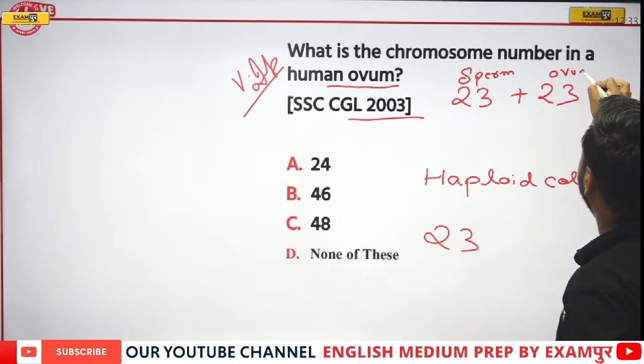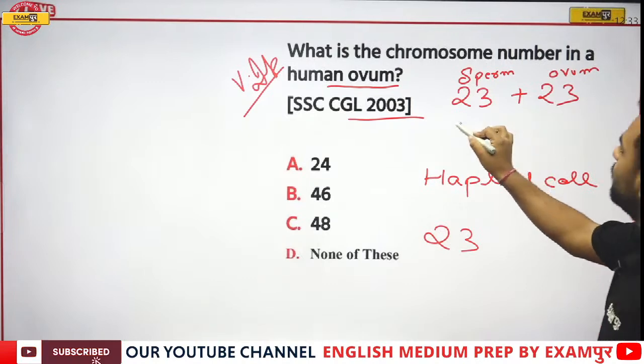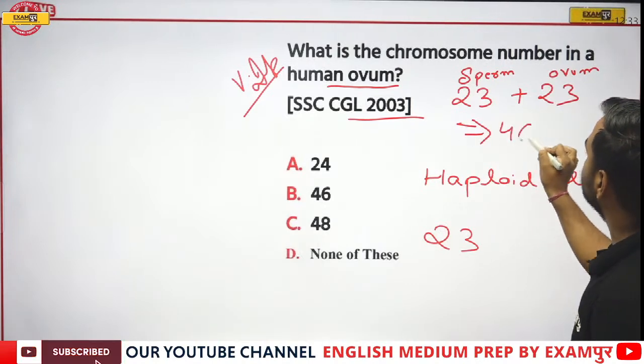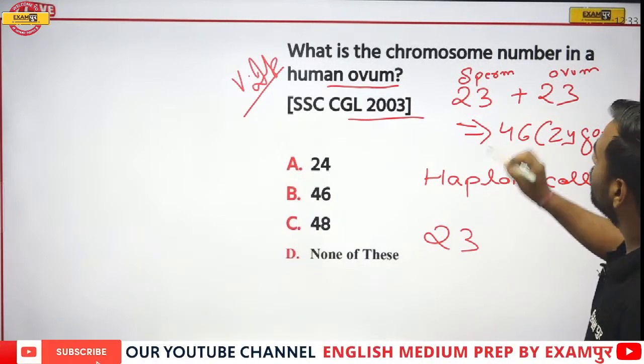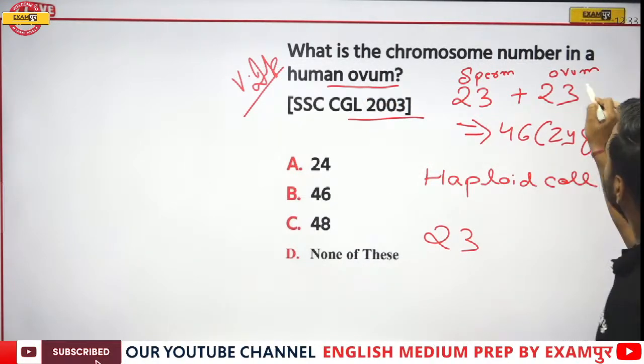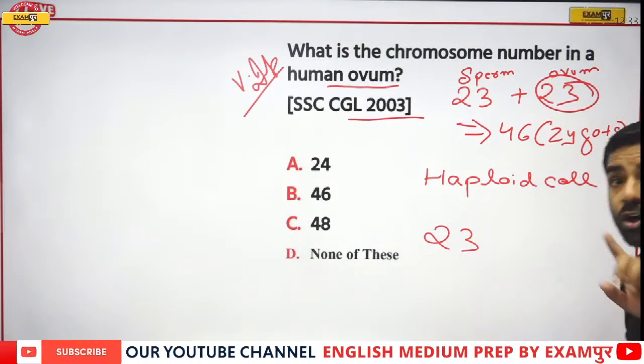And here you can take the example of ovum. Its combination is going to give you 46, which would actually be for the zygote. So zygote is getting 46. Here, when I'm talking about the human ovum, this means I'm talking about 23 only, not 23 pairs.